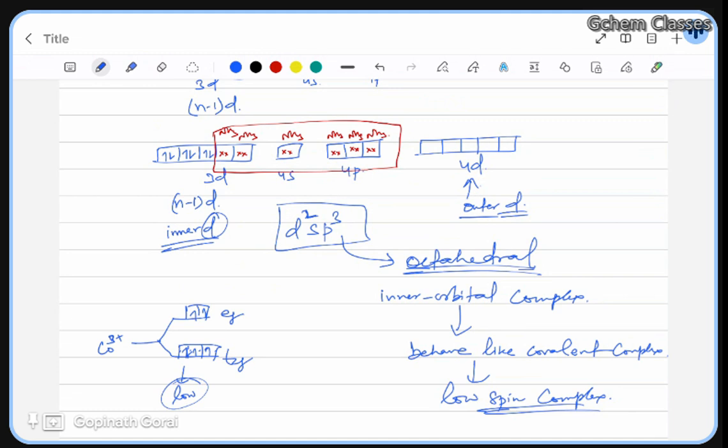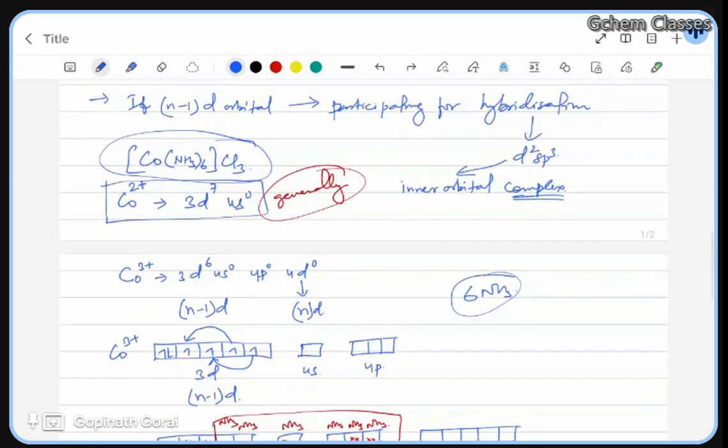It is using (n-1)d orbitals, so this will behave as a covalent complex. So this is low spin, because pairing up is happening. This is your low spin complex. Understood? So that's why these things should be interlinked, and you should keep this in mind when you start with a complex.